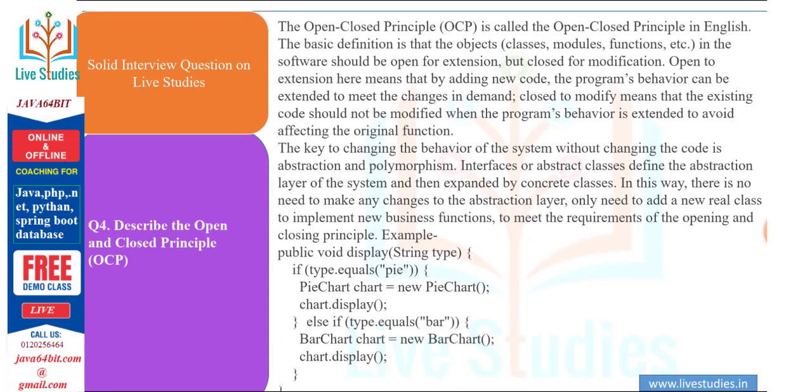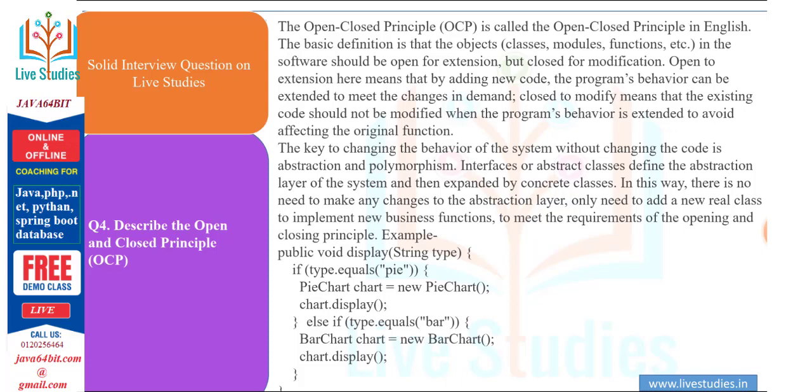Describe the open close principle, OCP. This is called the open close principle in English. The basic definition is that objects, classes, modules, functions, etc. in software should be open for extension but closed for modification.